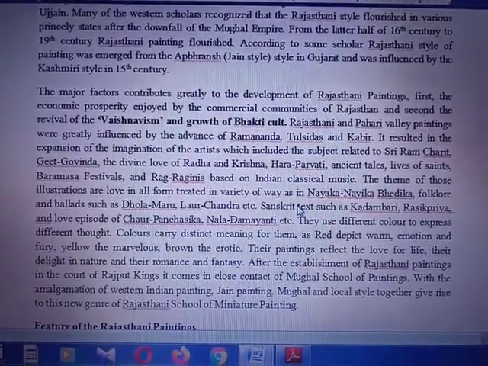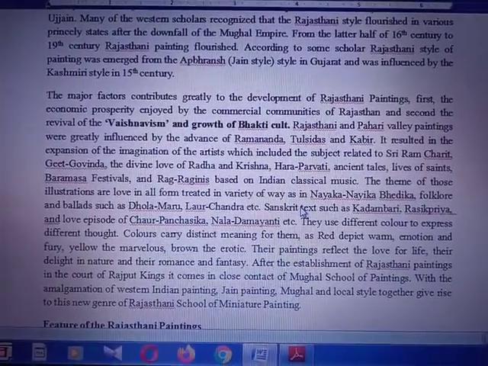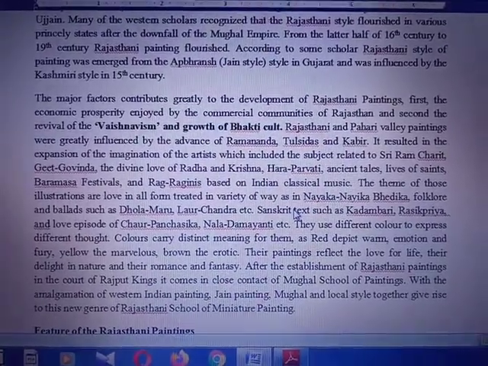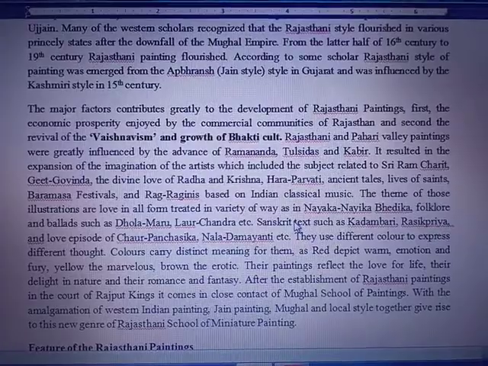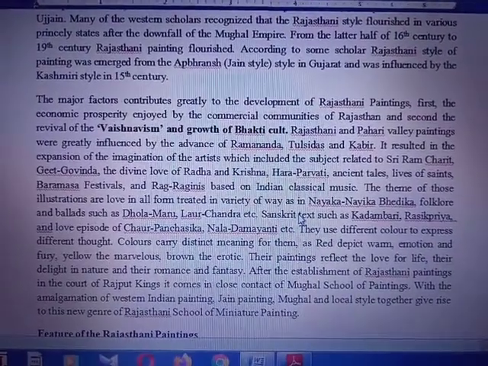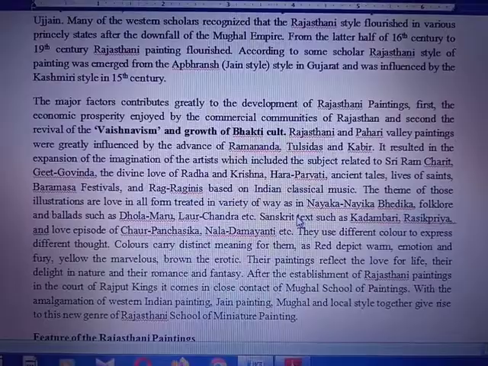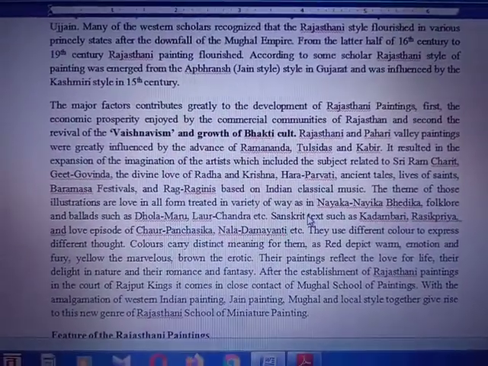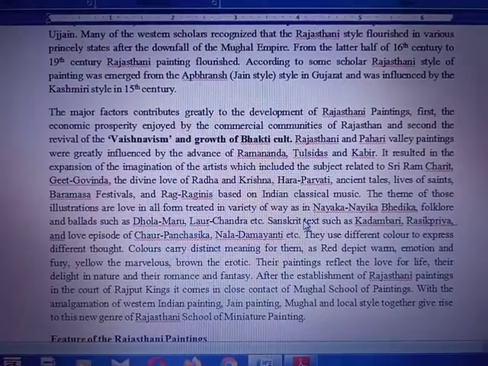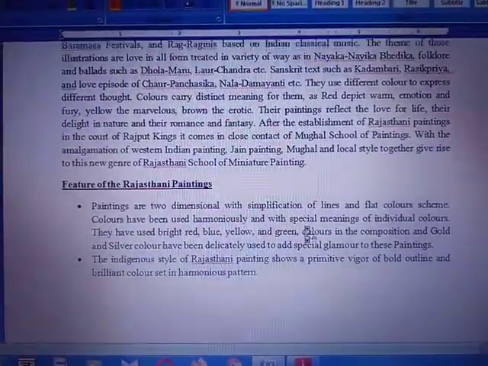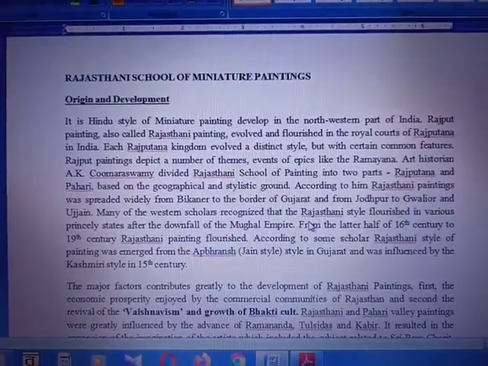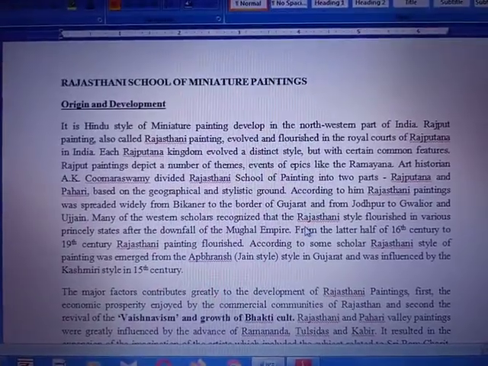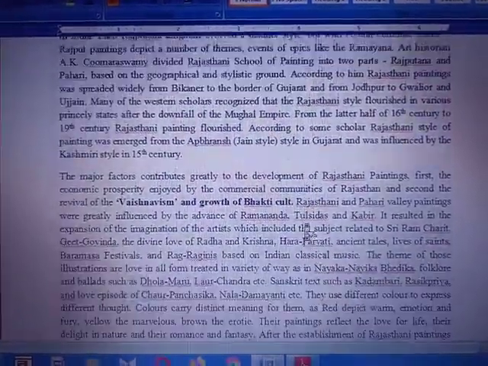You just read what epics, love stories or folk tales they have illustrated in the manuscript paintings. I have written it down, you read it. This PDF will be available in my Google Classroom. If the question comes, how did Rajasthani painting develop, then you have to write down this much.